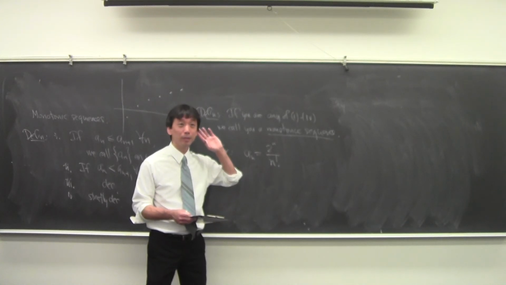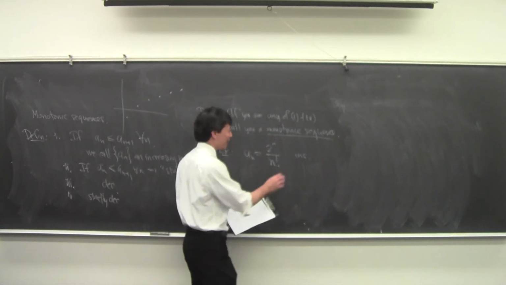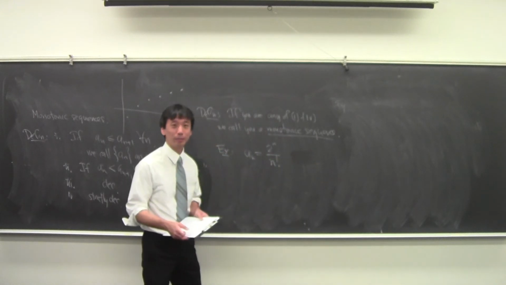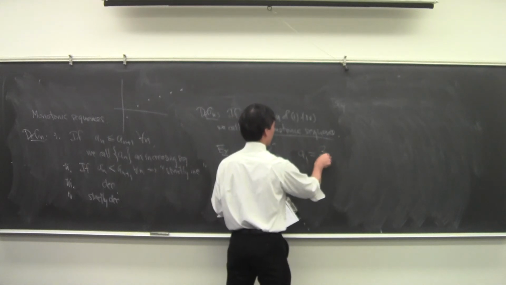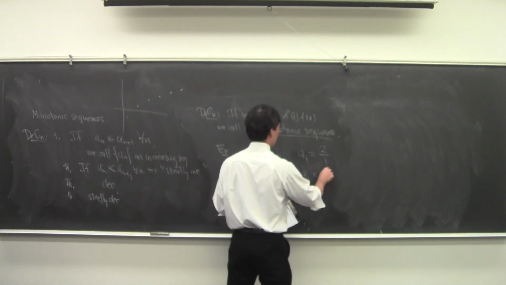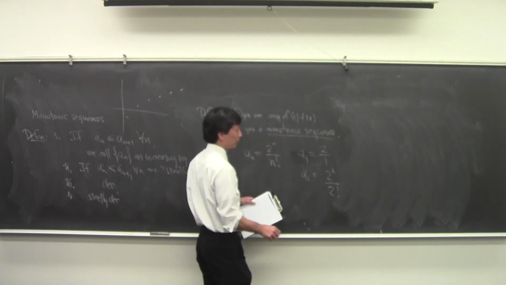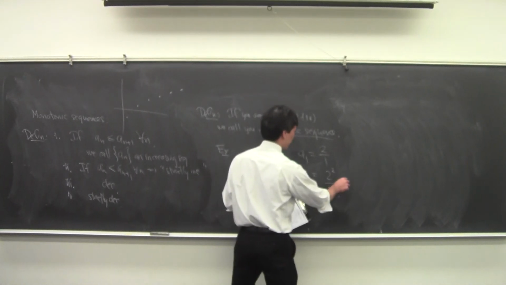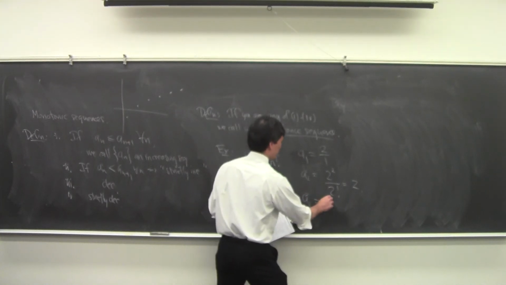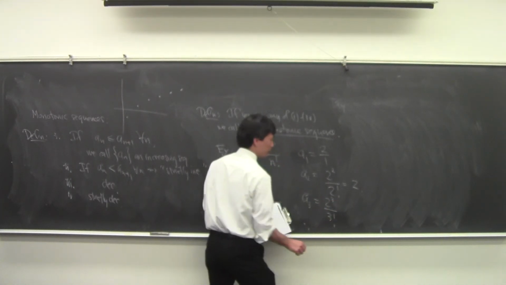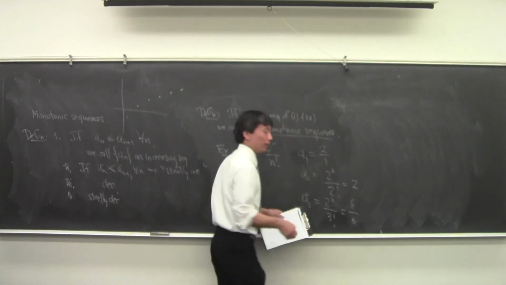It's what? Increasing? I don't think so. Is it decreasing? Yeah, it's actually decreasing. Is it strictly decreasing? No? So let's see. a1 is 2 over 1. a2 is 2 squared over 2 factorial, which is 2 again, right? a3 is what? 2 cubed over 3 factorial, 8 over 6, right?